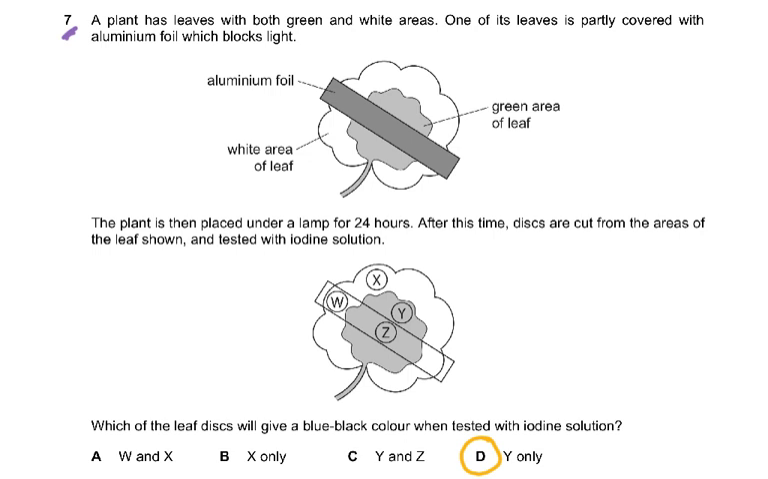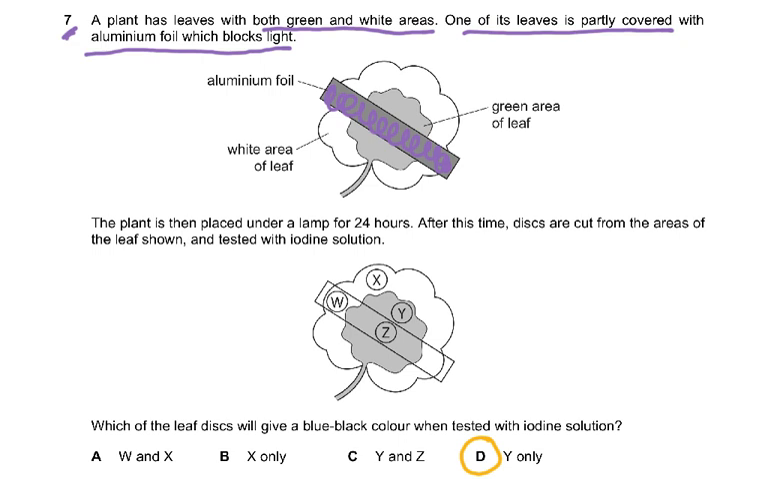Question 7. A plant has leaves with both green and white areas, variegated leaves. One of its leaves is partly covered with aluminium foil which blocks light. So you see, this is the area which they have covered. So this part will not get any light. So no light means no photosynthesis, no starch.